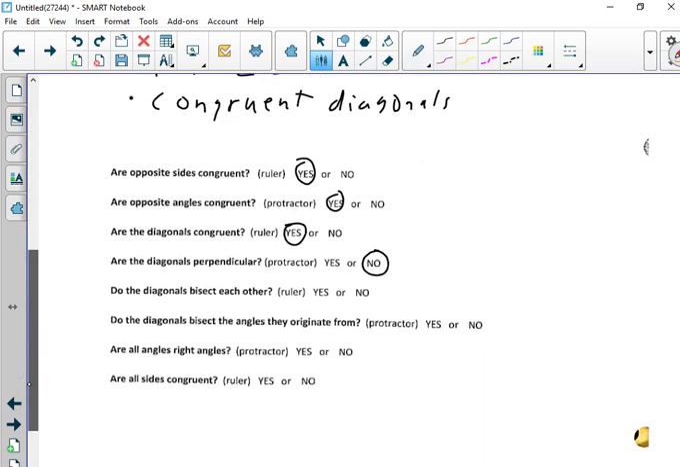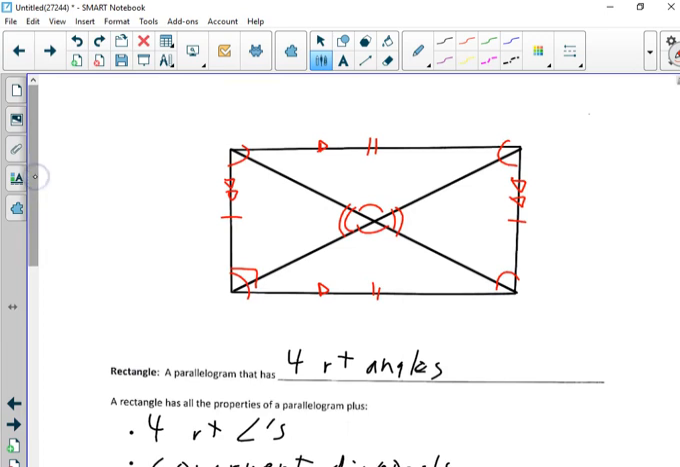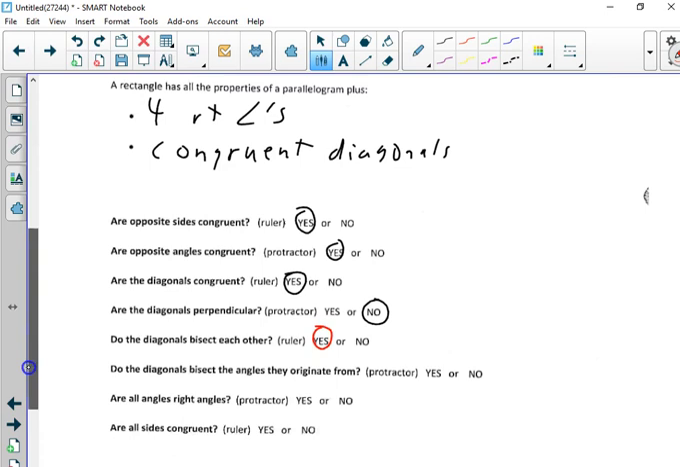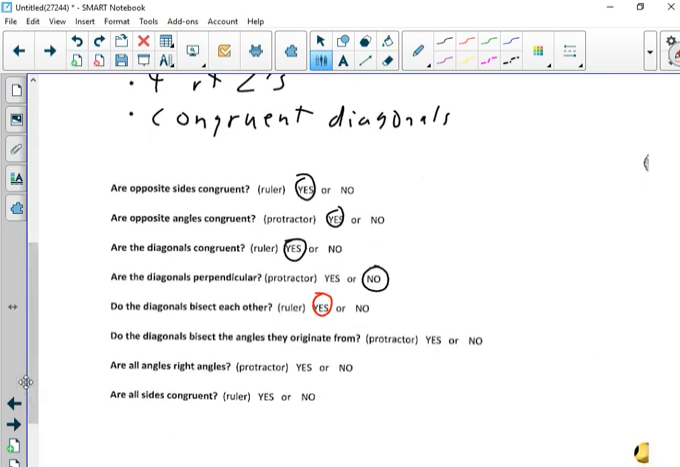Do the diagonals bisect each other? Yes, they do. So again, we can come up here and say, those are equal, and actually they're all equal because since the diagonals are the same, all four segments are the same. Do the diagonals bisect the angles they come from? No, they do not. Are all the angles right angles? Yes, they are. Are all sides congruent? No, opposite sides are congruent.